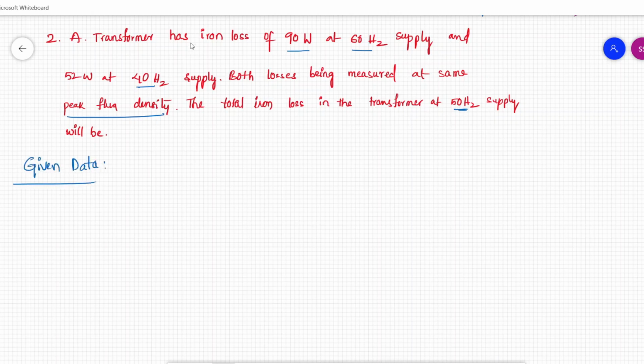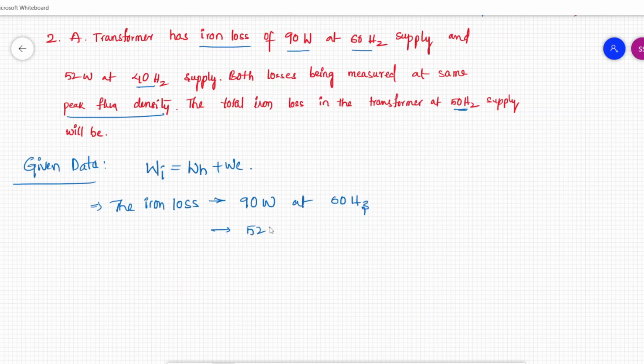So he has given the iron loss directly. Iron loss is the sum of hysteresis loss and eddy current loss, right? So the iron loss is given in the question. Iron loss is 90 watts at 60 Hz and 52 watts at 40 Hz frequency, right? These two are measured at the same peak flux density. Peak flux density is nothing but Bmax, the maximum flux density.